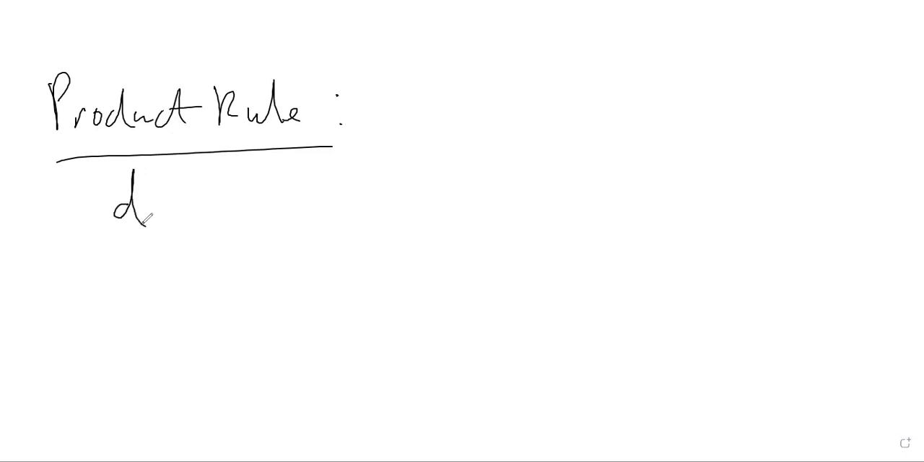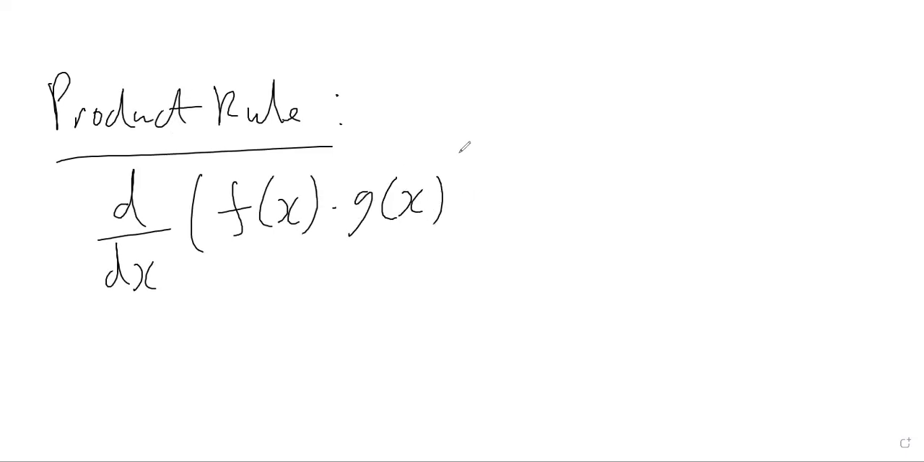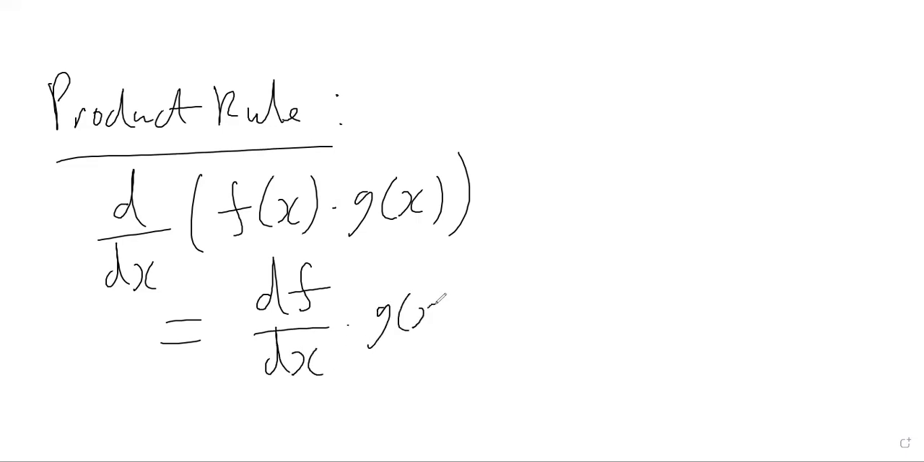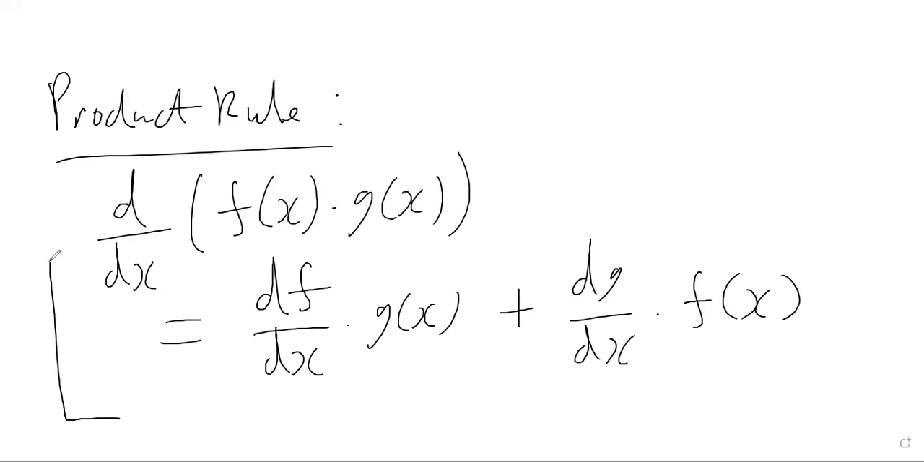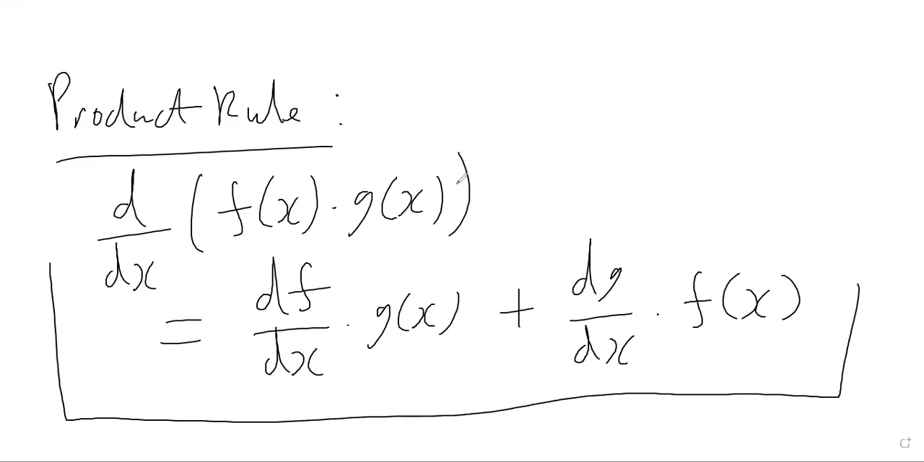It states that if we want to find the derivative of f of x multiplied with g of x, all with respect to x, this is the derivative of f with respect to x multiplied by g of x, plus the derivative of g of x with respect to x multiplied by f of x. So this is the product rule. And here's a brief example up here.